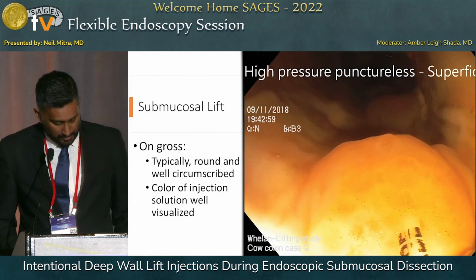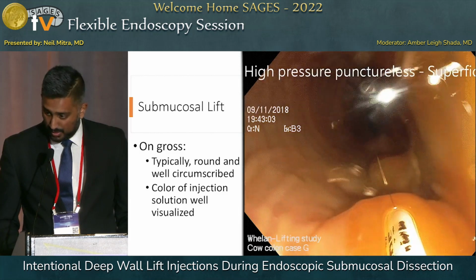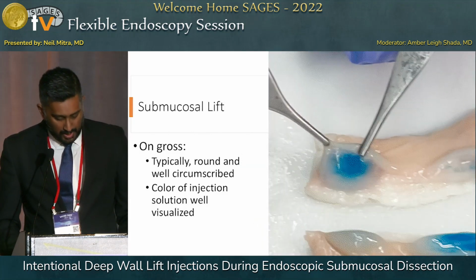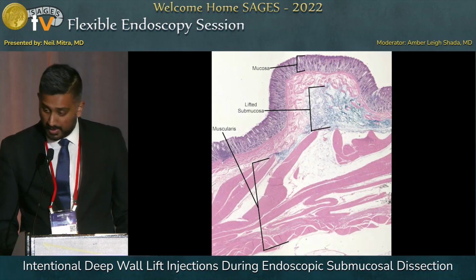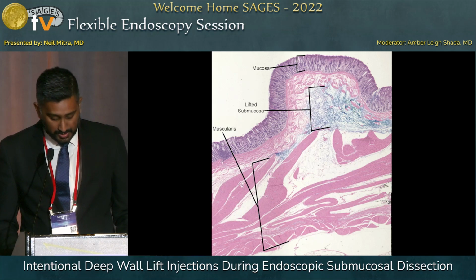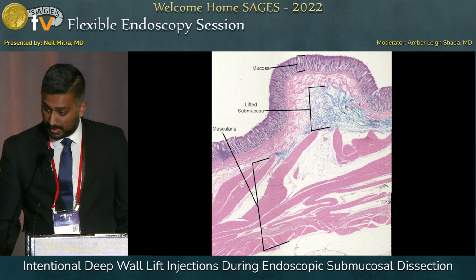Here we can see a submucosal lift being made in the bovine colon. We see it's tall and well circumscribed. And then we see a cross-section that we made of a superficial lift that shows the submucosal layer being expanded. Here we have a histological cross-section of a superficial lift, and we can identify the dye from the lifting solution in the submucosal layer.